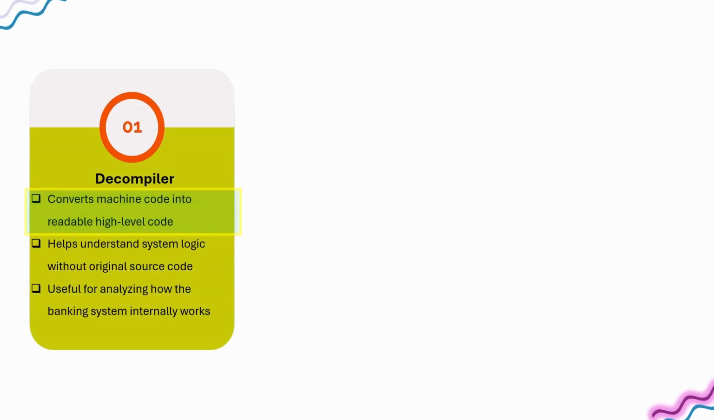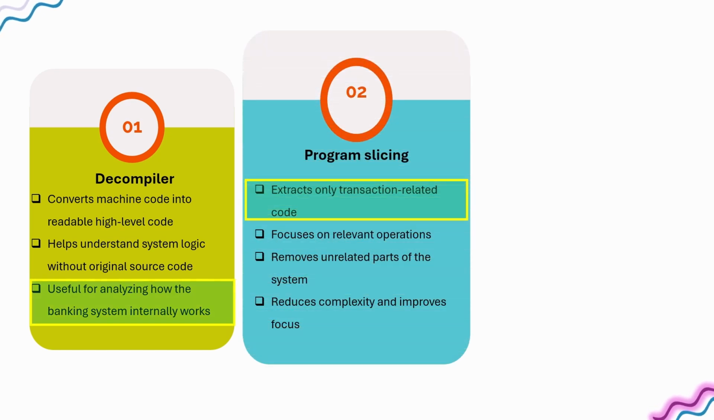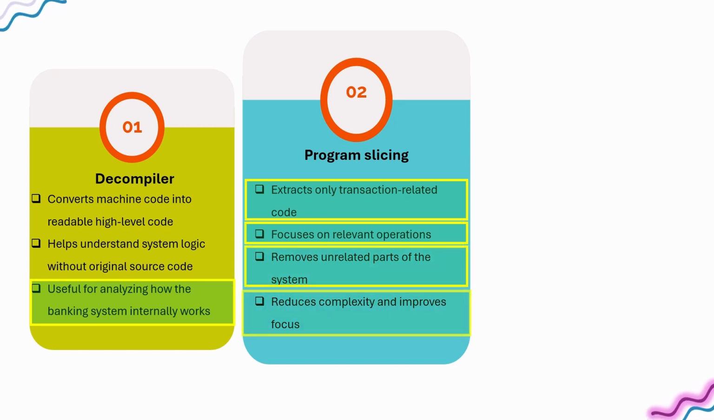The company uses a decompiler to convert machine code into readable high-level code. This helps them understand how the banking system works internally, even though the original source code is lost. Next, they apply program slicing to focus only on transaction-related logic. Instead of analyzing the entire system, they isolate only relevant parts like account balance updates, withdrawals, and deposits. This reduces the complexity and helps engineers focus on critical functionality.